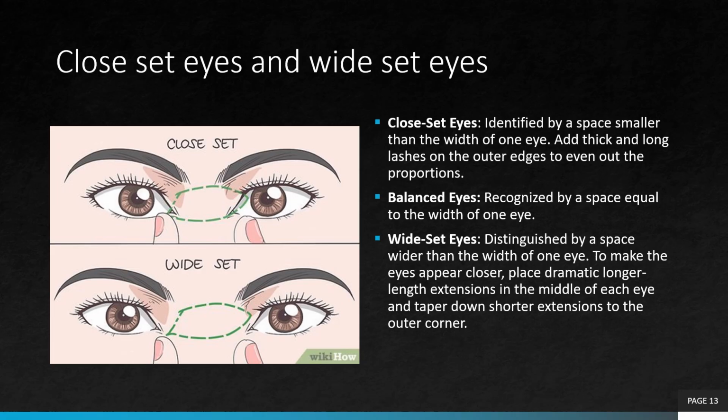On the other hand, wide set eyes are distinguished by a space between the eyes that is wider than the width of one eye. To make these eyes appear closer together, the best approach is to place longer length extensions in the middle of each eye and then taper down to shorter extensions towards the outer corners. This method brings the focus inwards, reducing the appearance of the wide spacing and creating a more balanced look. Understanding the difference between these two eye shapes and applying the correct lash technique is key to achieving a harmonious and flattering result for your clients.